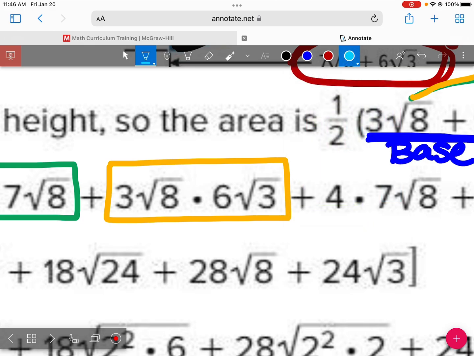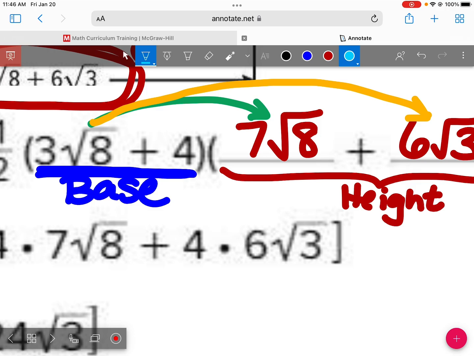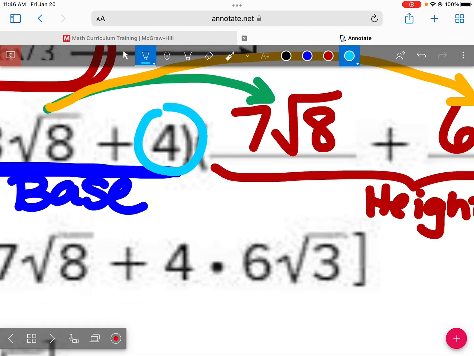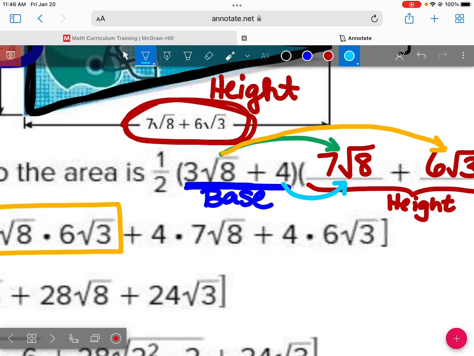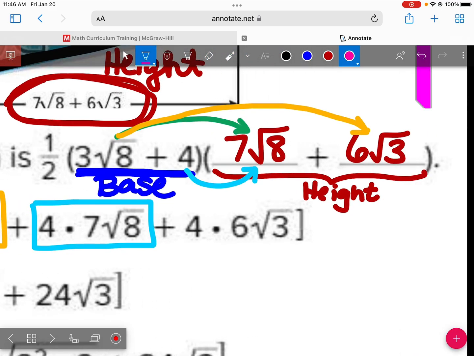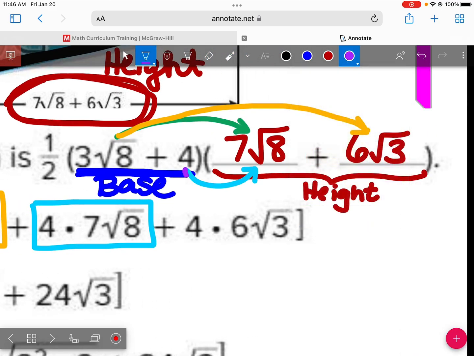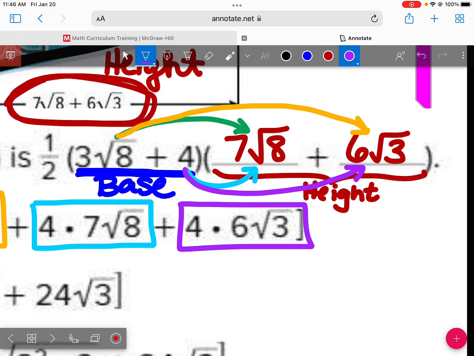What else do we still need to distribute? The 4. We need to take this part right here and distribute it to the 7 square root of 8. That's right here. And then we have to take the 4 and distribute it to the 6 square root of 3 right here.